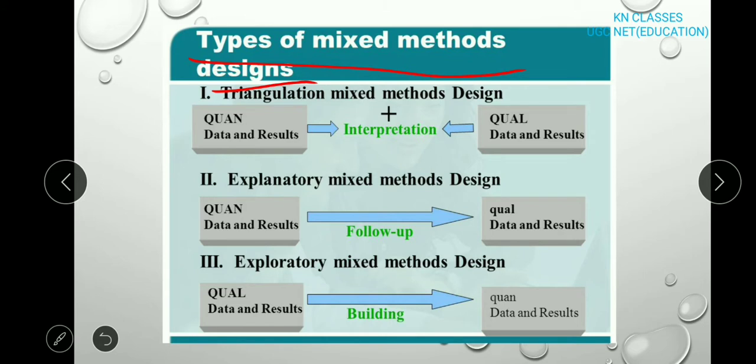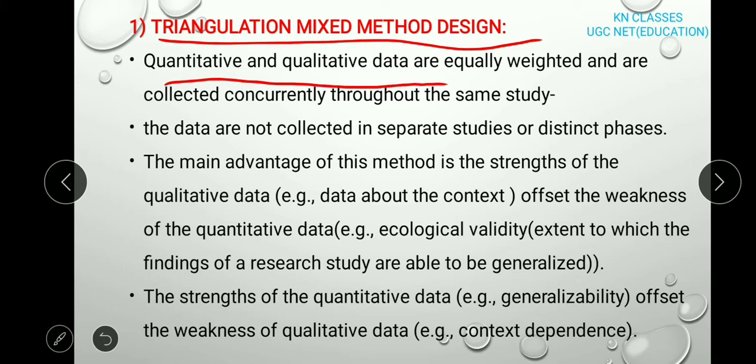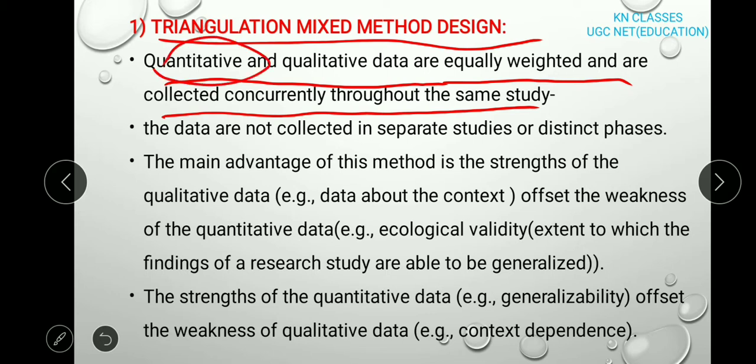Then, types of mixed method research design. There are three types: first is triangulation, second is explanatory, and third is exploratory mixed method research design. First, triangulation mixed method research design. So friends, what is triangulation mixed method research design? It is when quantitative and qualitative data are equally weighted and are collected concurrently.